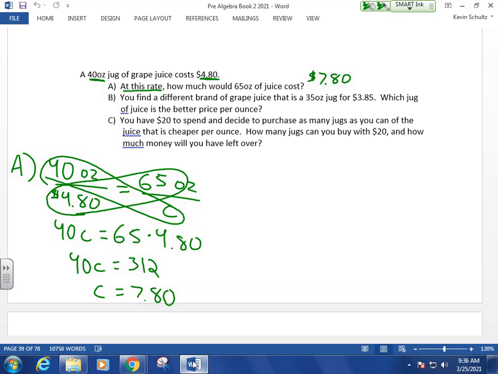There's a phrase here that really stands out to me. Anything in this stand out to anybody else? Annika? Per ounce, right? Per one of something, which means let's go with what? Unit rate, okay? And since we're comparing two different jugs here, we've got this 35-ounce jug for $3.85, and our 40-ounce jug for $4.80. We're looking at the cost per ounce for each of them.